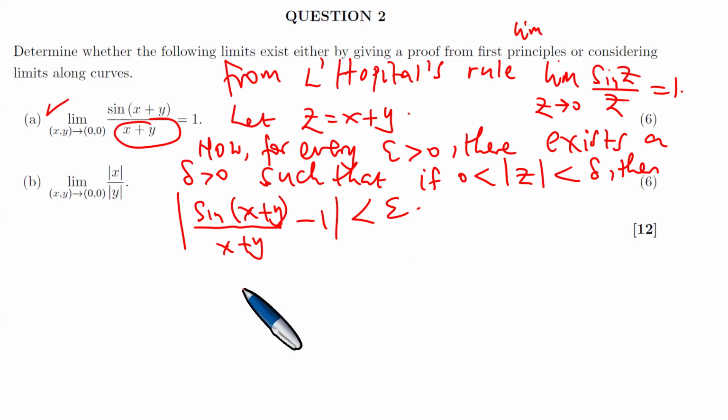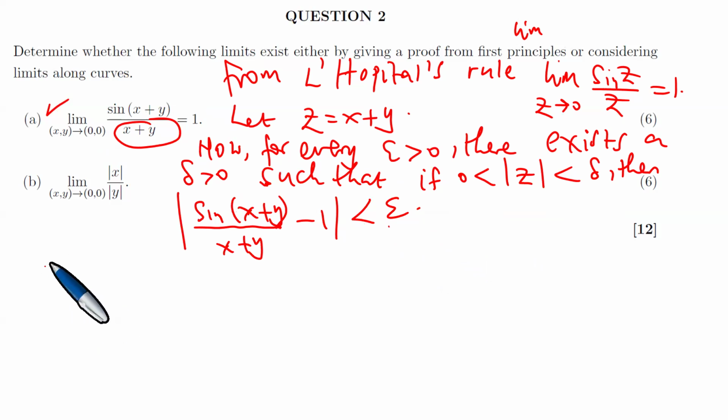Okay, because we just take this one because we know this limit is 1, and then we can just take this function minus the limit, which is 1, and it's less than epsilon. Now, for every epsilon positive, there exists a delta positive, such that if this is the case, then that is the case. The objective here becomes to find delta that depends on epsilon. Right, so we proceed as follows.